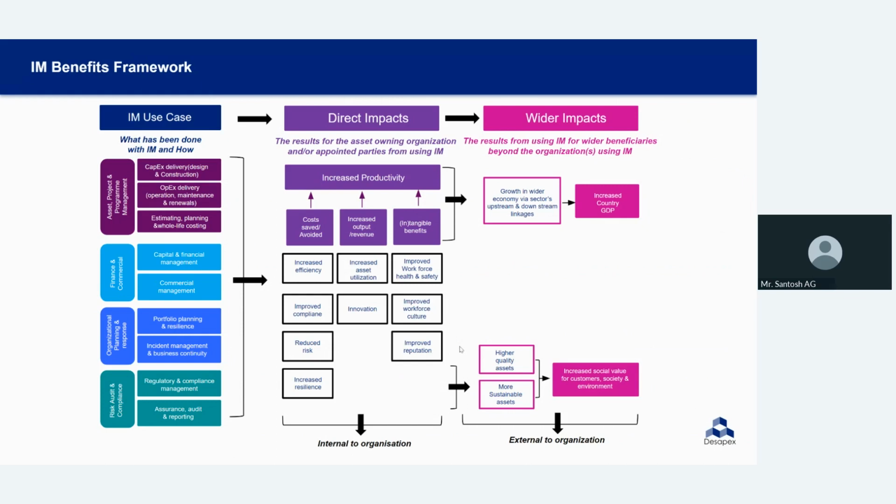In short, I would say there are three key elements. The first is the productivity gains it unlocks for those organizations which use the information management. The second is the growth it can derive for the wider economy. And the third is the social value it can deliver more broadly for the customer, society, and the environment. So let's jump into these three categories in depth.